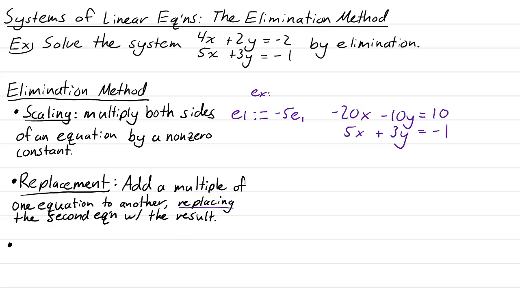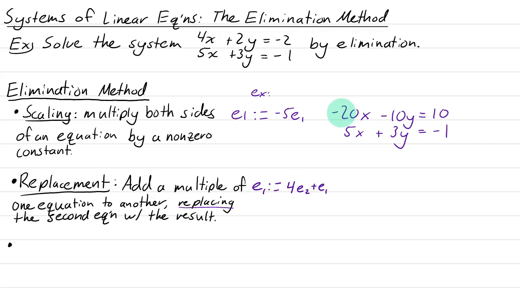So, for example, one thing you might notice here is it would be nice if we could get rid of the x here. And you could do that because if you do 4 times 5, you'll get positive 20, and negative 20x plus 20x will cancel out to make 0. And that would give you an equation that only has y in it. So what that would look like is, I'm going to replace equation 1 with 4 times equation 2 plus equation 1.